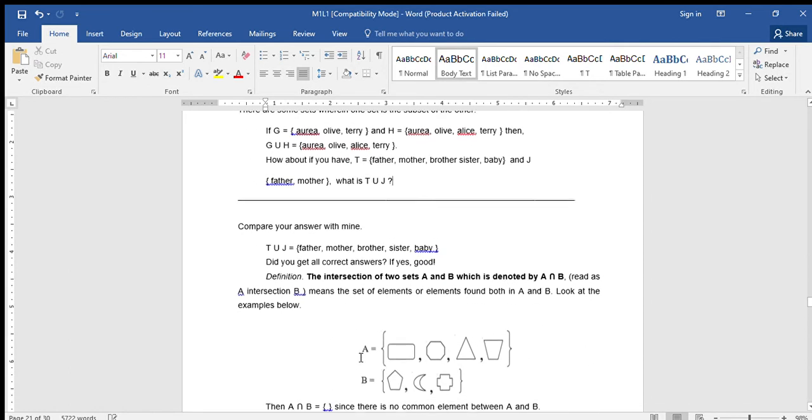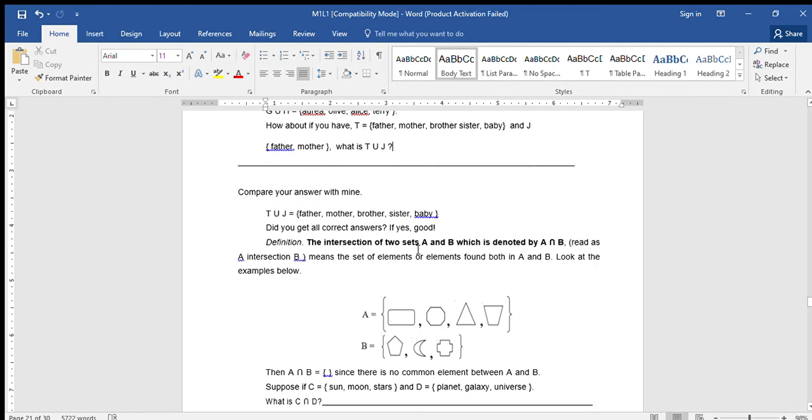Okay, now let's proceed to the intersection of two sets A and B, which is denoted by this one. So, ano pagbasa? That is A, intersection B. Huy, intersection na. Dili na ni union. Ang union katong murag U, kini. So again, the intersection of two sets A and B is denoted by this one. This is A, intersection B. So means the set of elements found both in A and B. So look at the examples below.